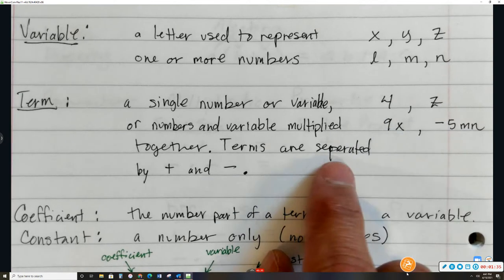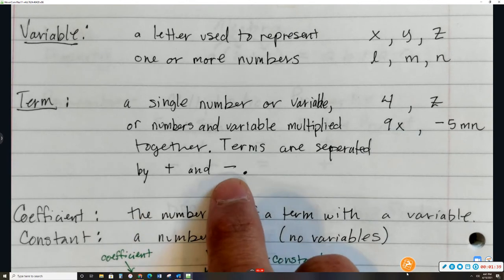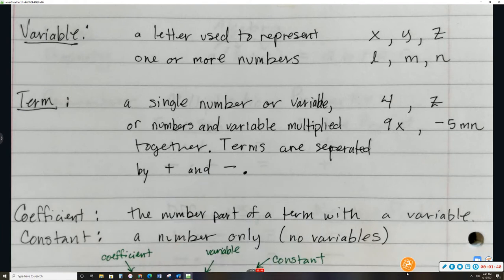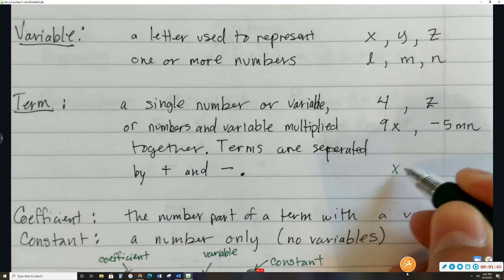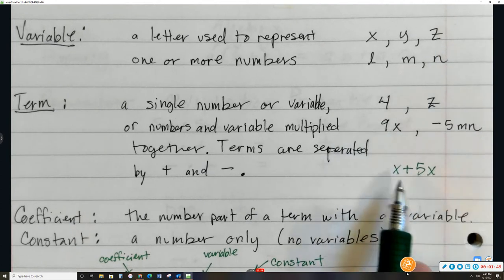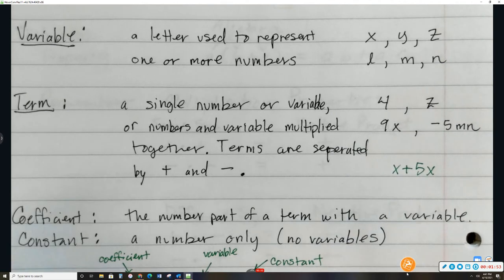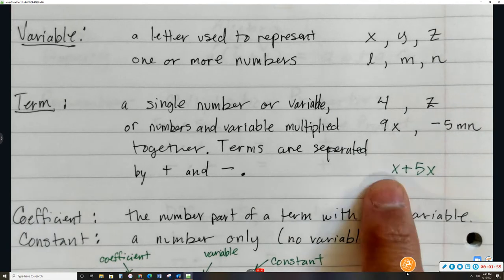And terms are separated by pluses and minuses. For example, if I had something like this, x plus 5x, this is 2 terms. Okay, that's 2 terms. This is x and that's 5x.